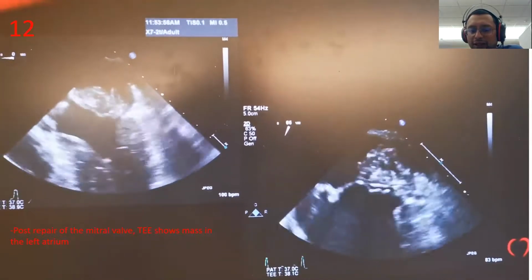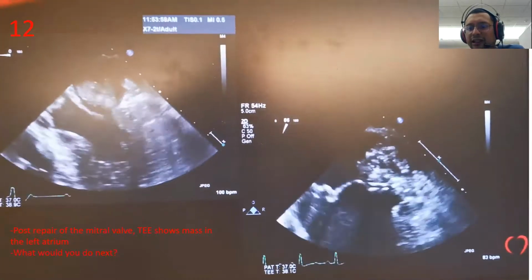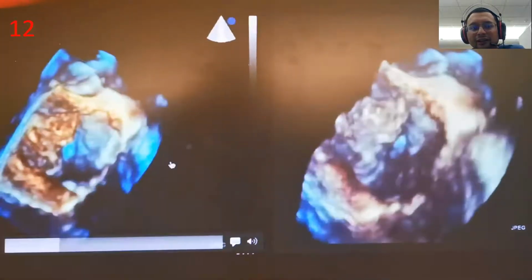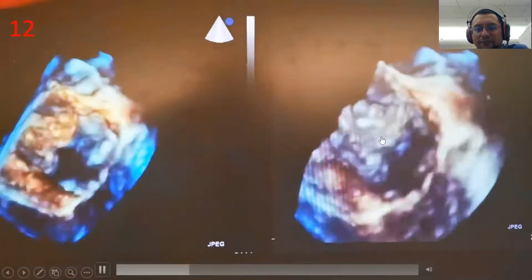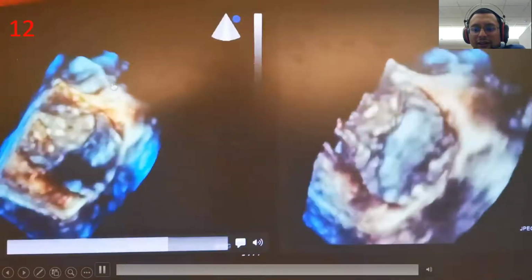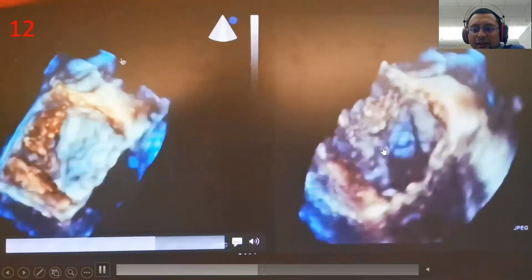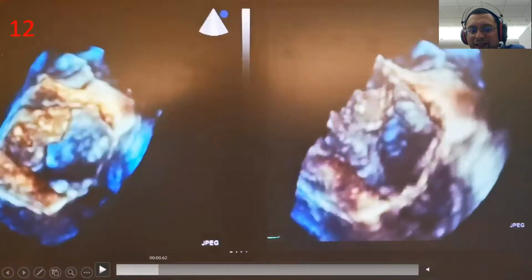So the TE shows a mass in the left atrium. Okay. And then this is the 3D TE. Now you look at that. So this is the mass. The mass comes from the left atrial appendage. Does it look like thrombus to you or not? So there's a mass there that is coming from the left atrial appendage. What do you think, Sarah, now?